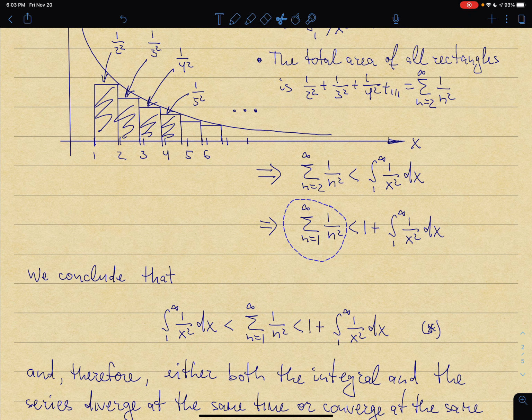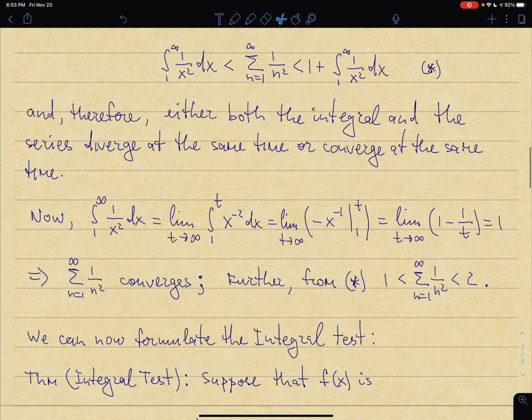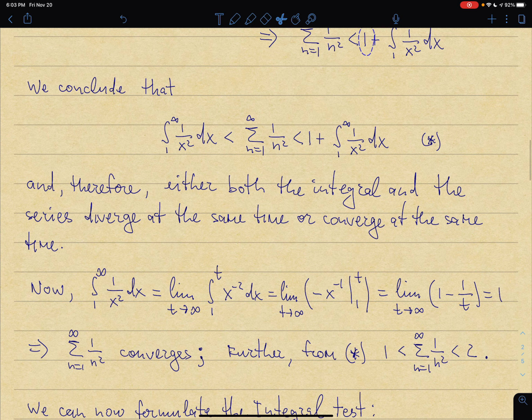And I have to add 1 to both sides, so I'll have to add 1 to the integral on the right side as well. And so from this, we conclude the following, that the integral of 1 over x squared from 1 to infinity is less than the series, right? That's from the first picture. And from the second picture, 1 plus the integral from 1 to infinity is greater than the sum of the series.